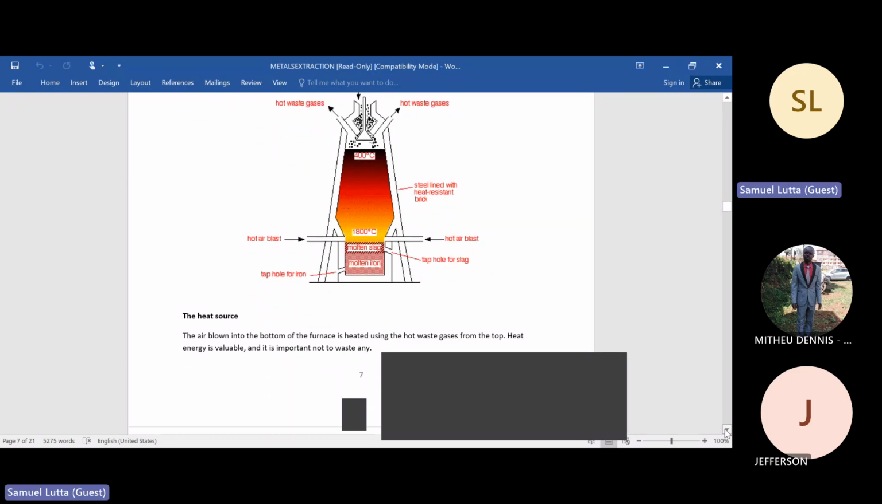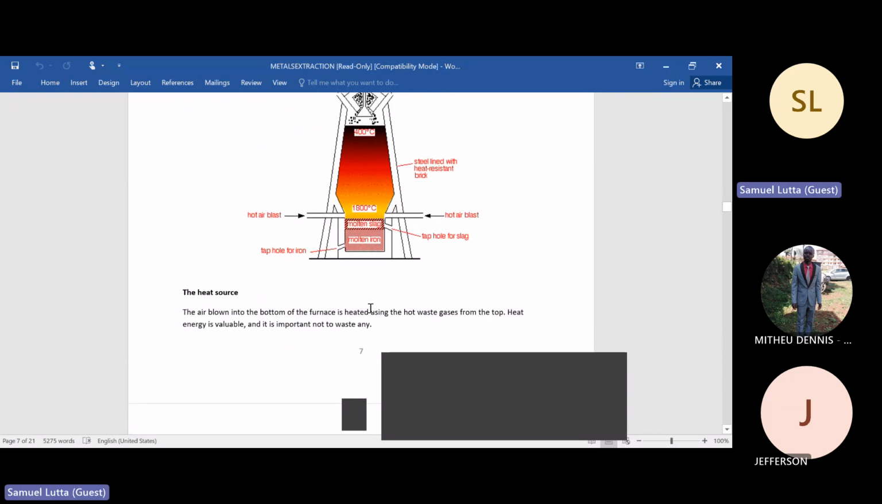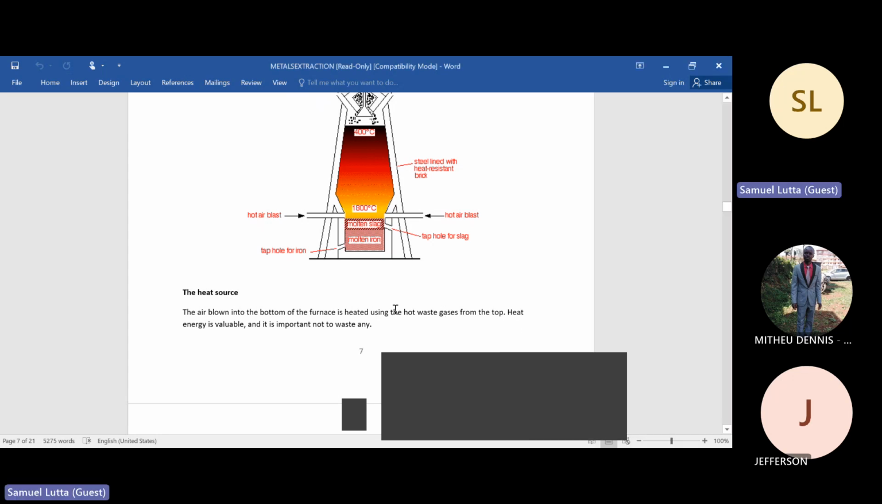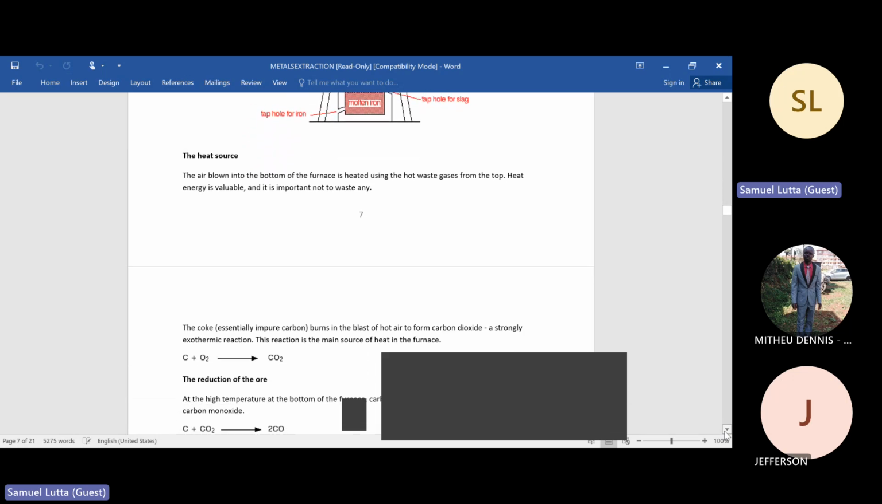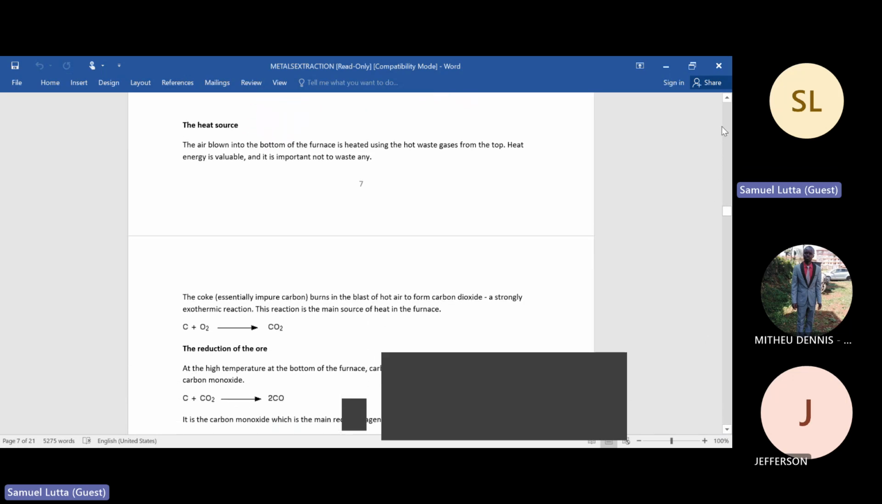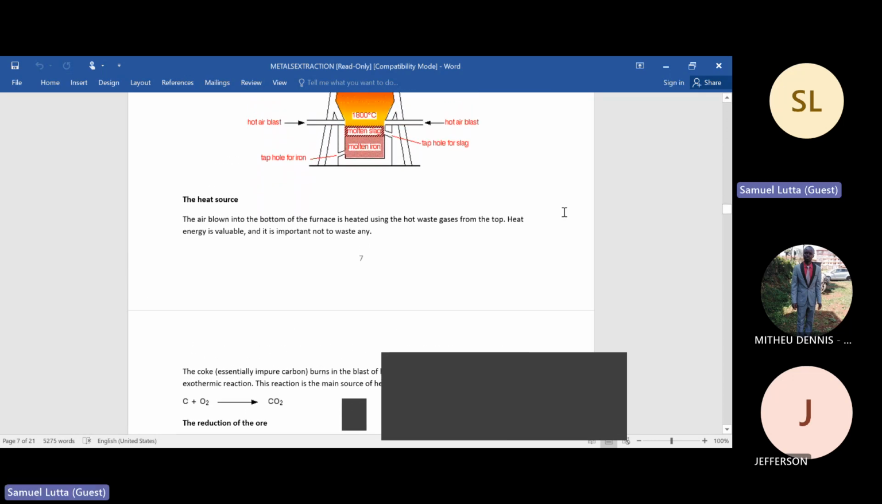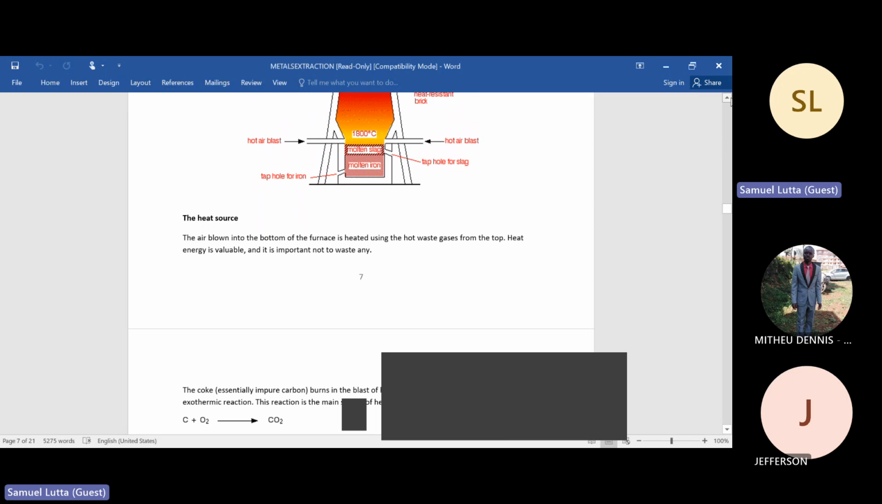In terms of the processes, so the heat, we said hot air is blown from the bottom, at very high temperature, to increase the temperature of the furnace, and it is heated using waste gases which come from the top. So you can see recycling, so that we save on energy. We heat that, and then we generate hot air, which is used to carry out the reaction. Now, what we have is coke. When you talk about coke, coke is carbon.